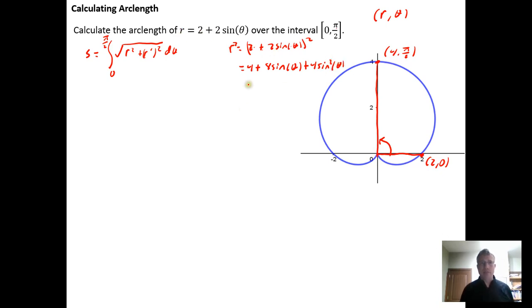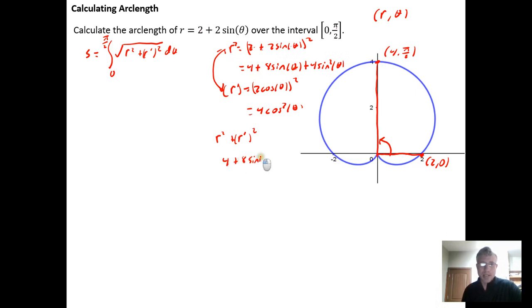And then we're going to need to find the derivative, r prime. r prime is just going to be 2 times the cosine of theta. We need to square that, which gives us 4 times the cosine squared of theta. Then we need to take the sum of these two squares. So when we do r squared plus r prime squared, we get 4 plus 8 sine theta plus 4 sine squared of theta plus 4 cosine squared of theta.